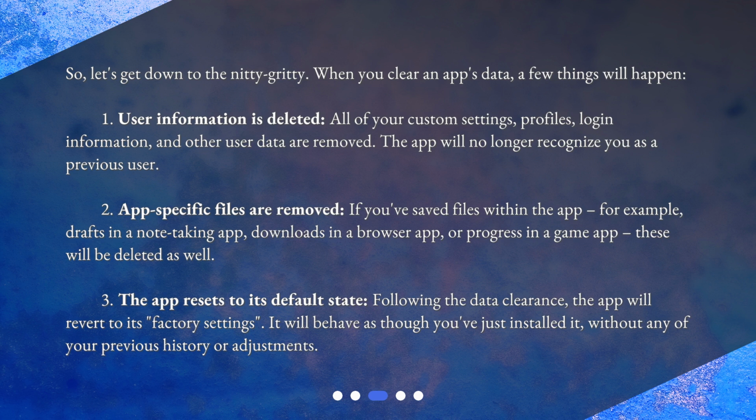2. App-specific files are removed. If you've saved files within the app, for example, drafts in a note-taking app, downloads in a browser app, or progress in a game app, these will be deleted as well. 3. The app resets to its default state. Following the data clearance, the app will revert to its factory settings. It will behave as though you've just installed it, without any of your previous history or adjustments.